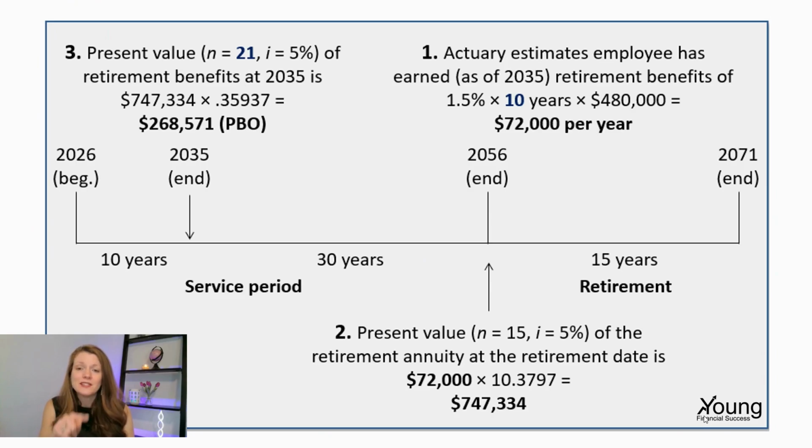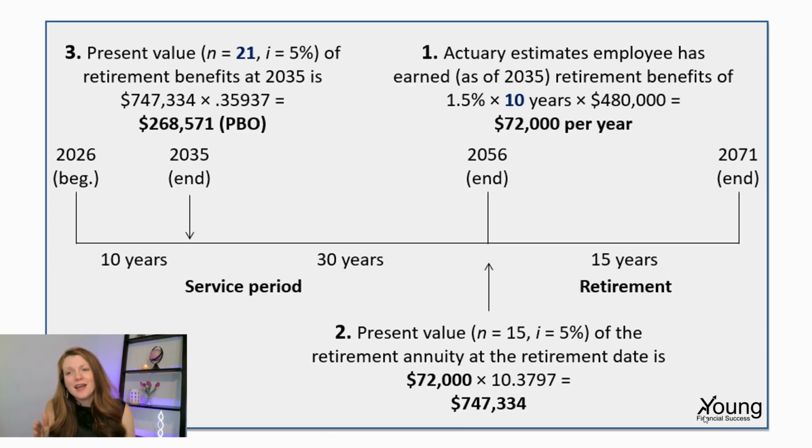So then we go to step 2 and say, okay, whenever she retires in 2056, that means we need to have $747,000 set aside. That's based on the 5% they'll earn over those 15 years where they're making payments of $72,000 each year. So we use the PVA because it's a series of payments, so an annuity. But we still have another 21 years to get there.